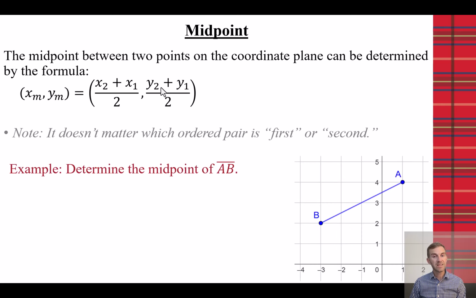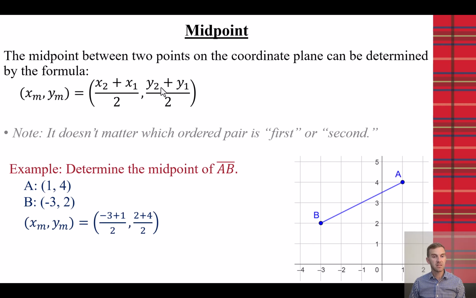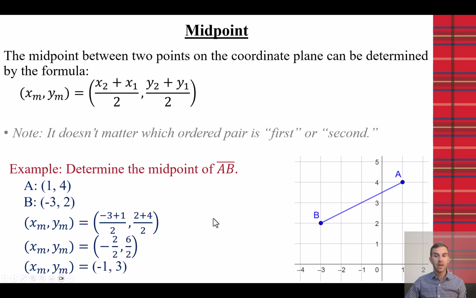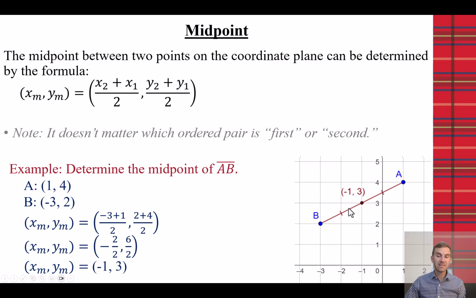So if we started with that segment again, we knew our points. We would average the x's, and then we'd average the y's, and this would give us negative 2 over 2, comma 6 over 2. If I simplify, that's negative 1, 3. And if I plot that on my coordinate plane here, I would see that it is exactly in the dead center between A and B, and I'd create two congruent segments from that midpoint to each endpoint.